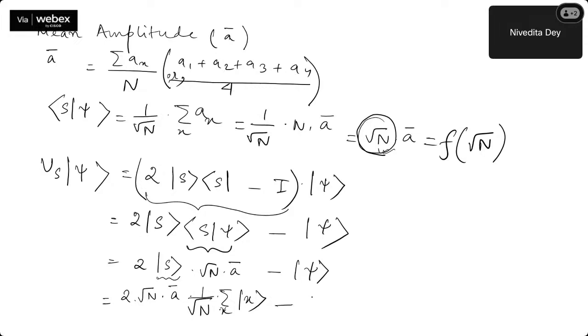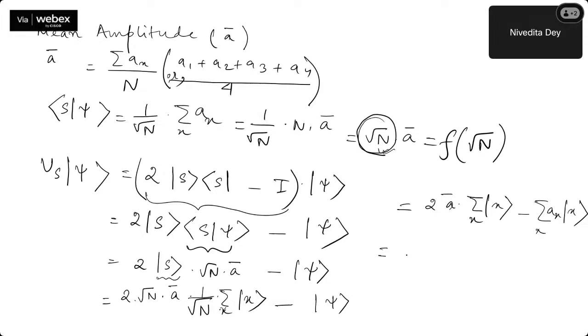Okay, so this is nothing but ket psi now. So this root n will be cancelled out. So this will be 2a bar sigma x ax. Now instead of this psi, can I write it down in this form, that it is sigma x ax and x? I can also write down in this way.